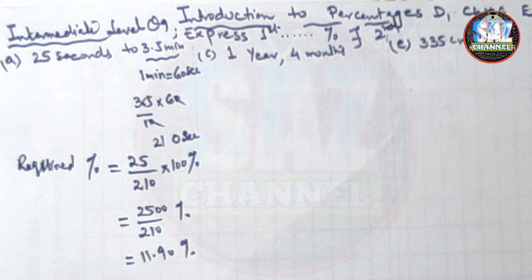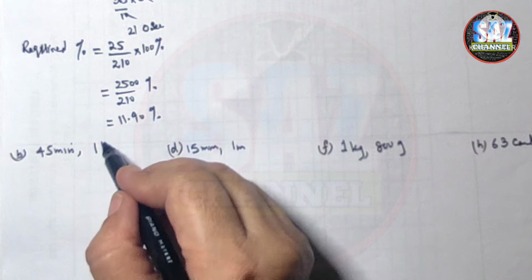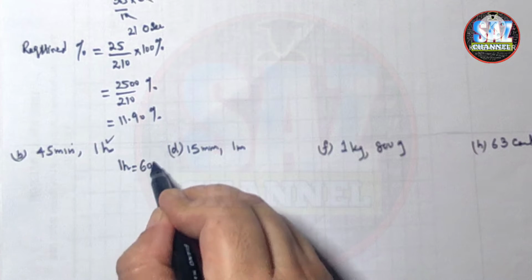The second part says that 45 minutes, and we need to find the percentage with what? With 1 hour. So recall that 1 hour will be equal to how many minutes, because the first quantity is in minutes and the second is in hours. So in order to convert, we have to convert both the quantities into the same unit, as 1 hour equals 60 minutes.